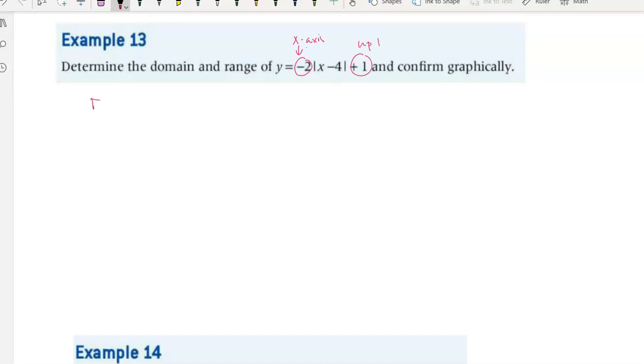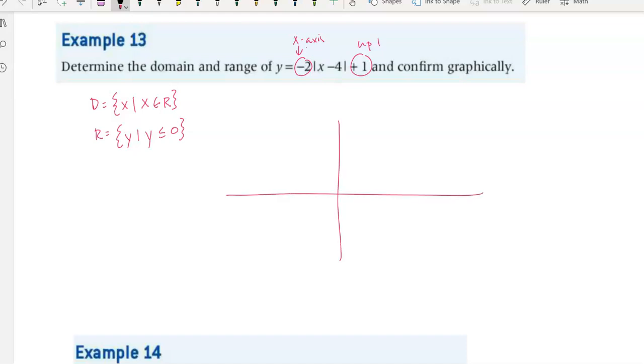And so the domain of all absolute value functions, these are absolute values, right? x such that x is an element of all real numbers. And then the range, now we've reflected it over the x-axis and went up 1, y such that y has to be less than or equal to 1. Whoops. See what happens.